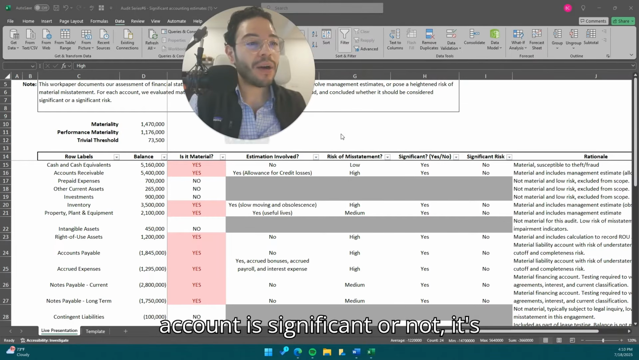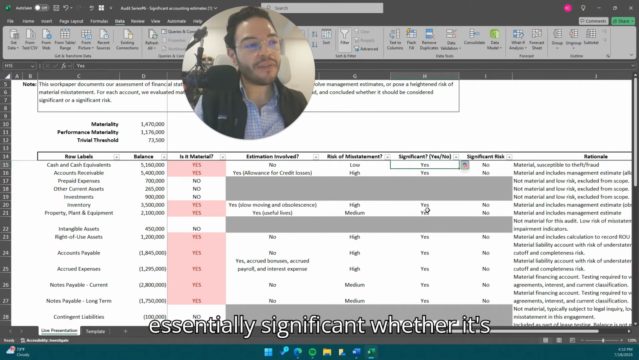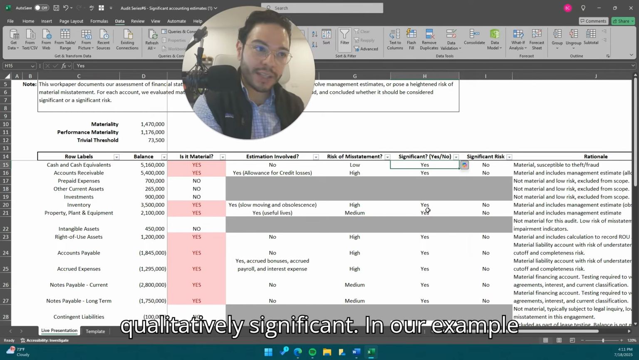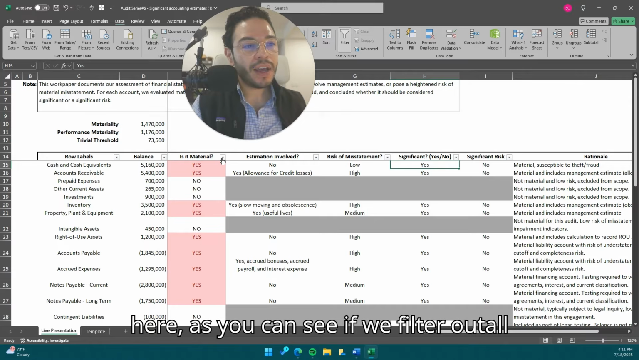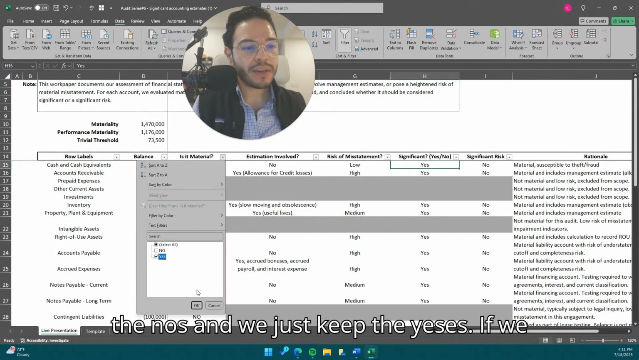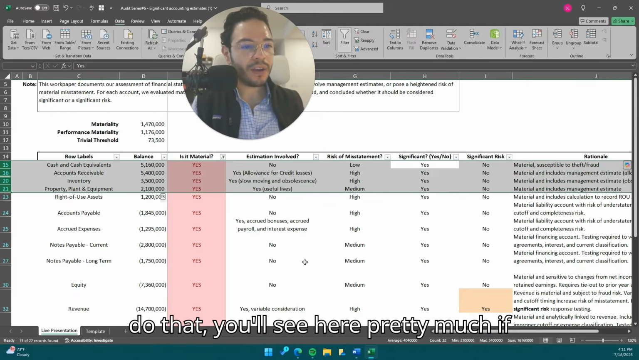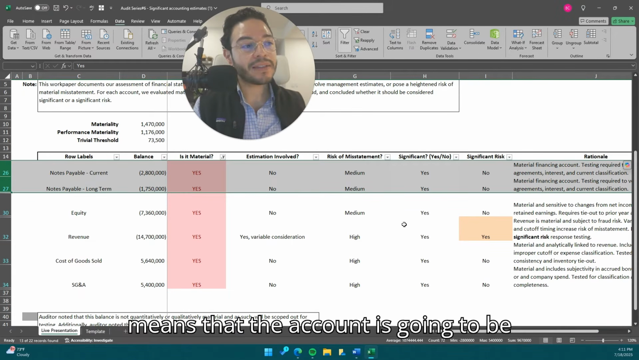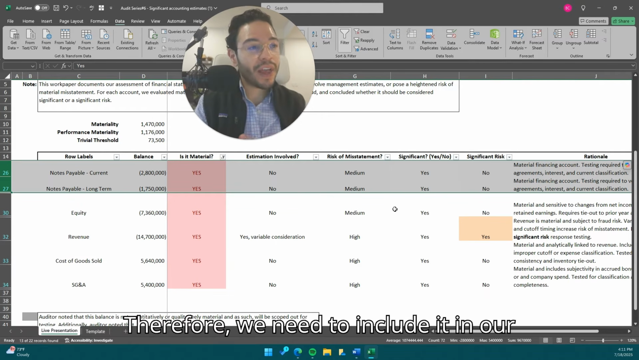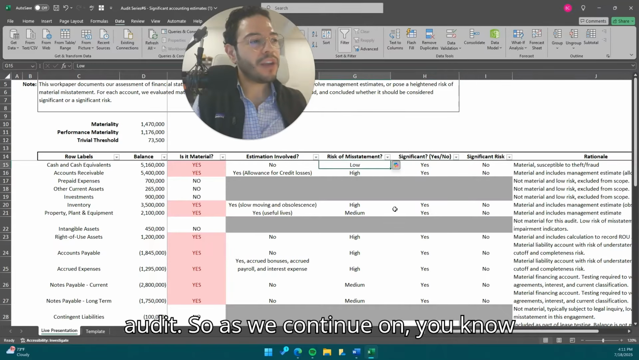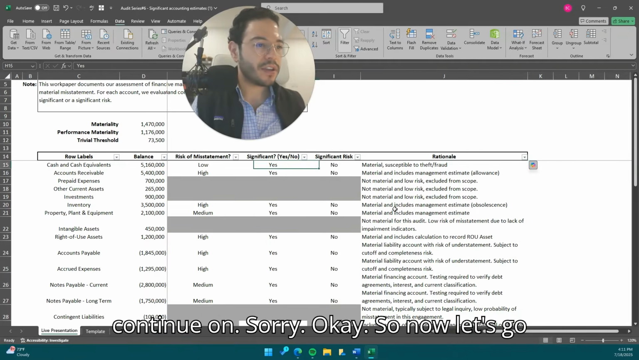And then whether an account is significant or not, it's significant whether it's quantitatively significant or qualitatively significant. In our example here, if we filter out all the no's and we just keep the yeses, you'll see that if it's quantitatively significant, that means the account is going to be significant to the financial statements. Therefore, we need to include it in our audit. So let's continue on.